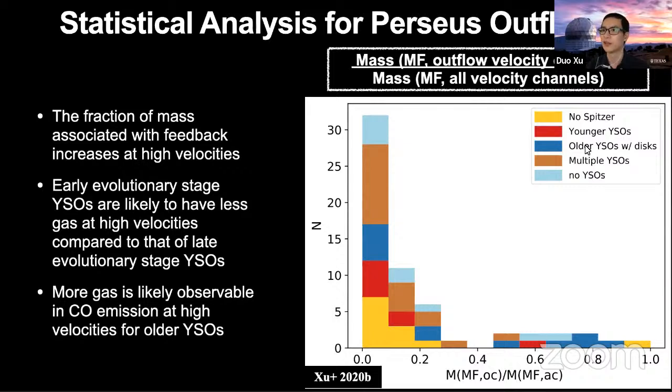For older evolutionary stage YSOs, their ratio is larger than for the young stellar object driven outflows, because more gas is likely to be ejected to higher velocity at a later evolutionary stage, and more gas is likely to be observable in CO at higher velocity for older YSOs. So this is consistent with our outflow model.